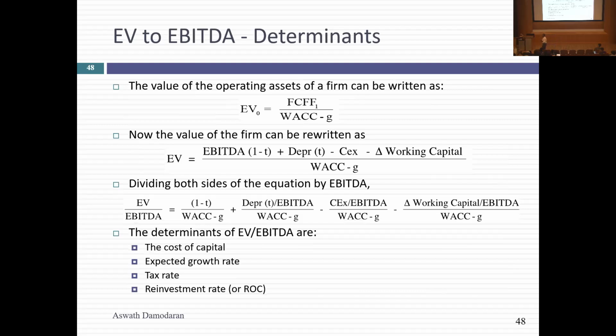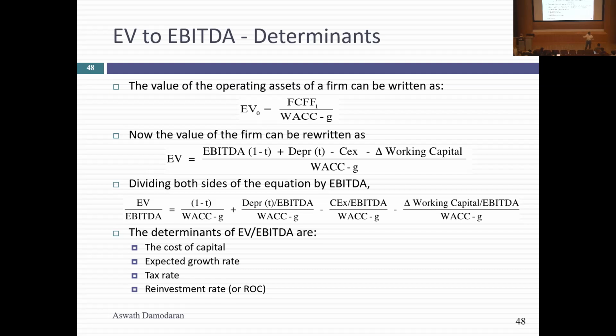So again, by now you know the trick, right? You should be getting bored at this point because I'm going back to the same rule book over and over again. EV to EBITDA is an enterprise value multiple, right? So I go back to the simplest enterprise value equation that I can think of: free cash flow of the firm next year divided by cost of capital minus growth. I'm going to do something that looks silly, but I'm going to do it anyway. I can actually write free cash flow of the firm in terms of EBITDA.